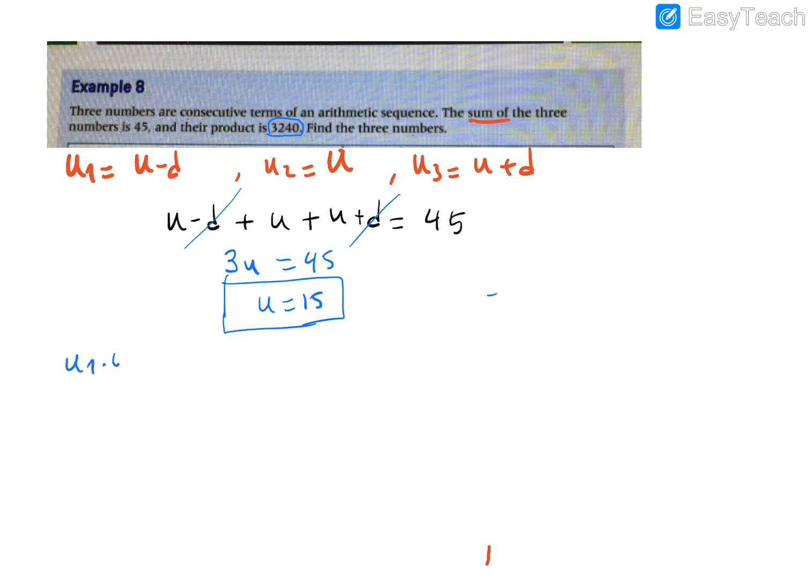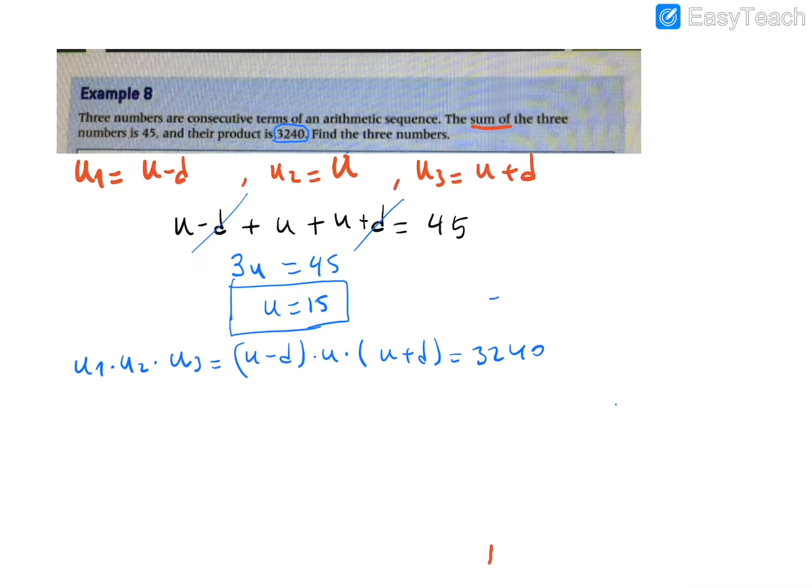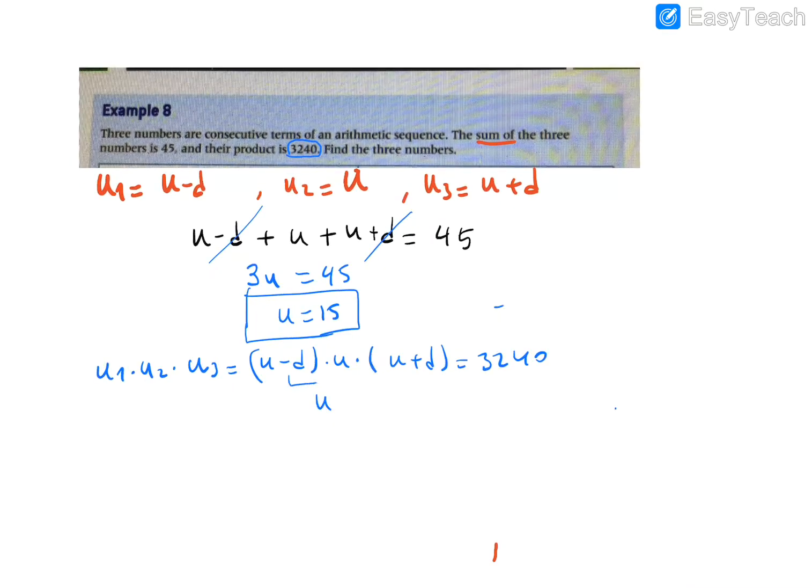Let's multiply. So u1 times u2 times u3. So (u minus d) times u times (u plus d) equal to 3240. When you open this up, then you will get, let's just do this, I will use this method. (u minus d) times (u plus d) will give you u square minus d square, right? I have u in front of it, equal to 3240.